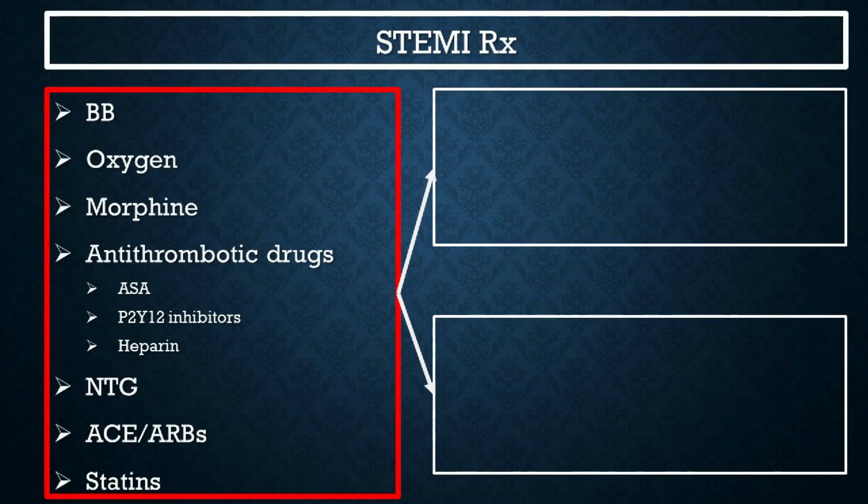Question: once you have stabilized your patients with the BOXMAN mnemonic drugs along with the ACE inhibitors and the statins, what do you do next? What 2 options do you have to unblock the stenosed artery?